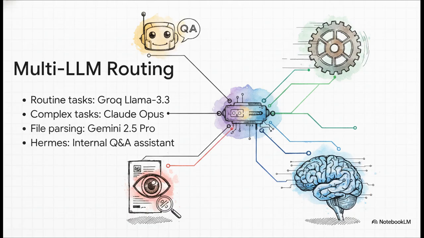Super-fast routine tasks? Those go to Grok Llama 3.3. Deep, complex reasoning goes to Anthropic's Claude Opus. When a vendor emails a messy PDF invoice, Gemini 2.5 Pro visually parses the document to extract the data. And sitting right on top of all of this is Hermes, an internal AI assistant that employees can query, which knows the entire state of the business in real time.